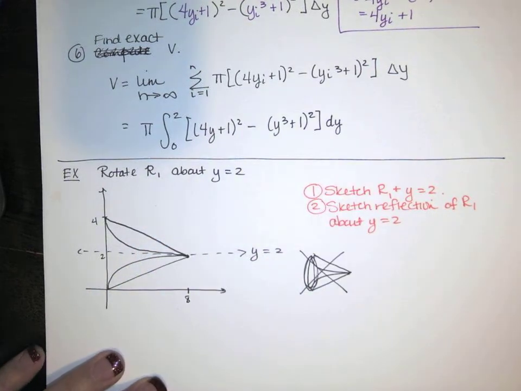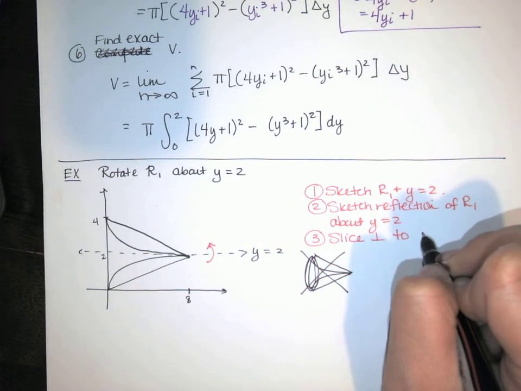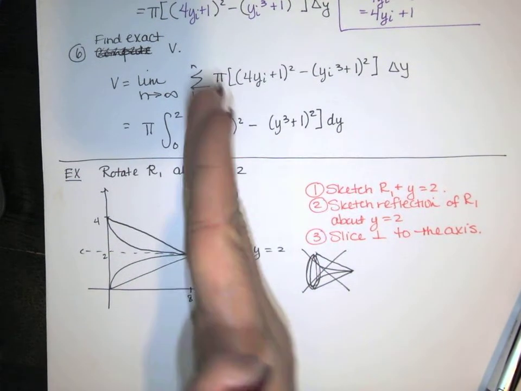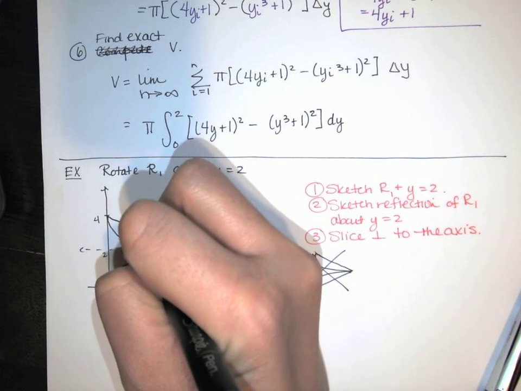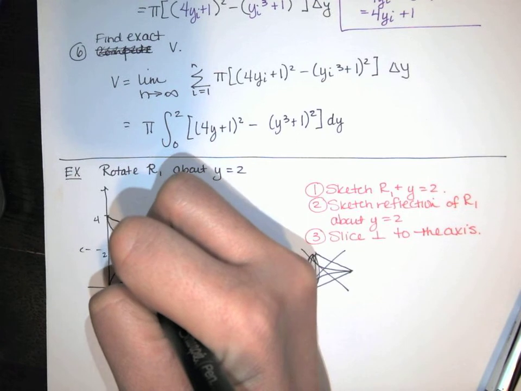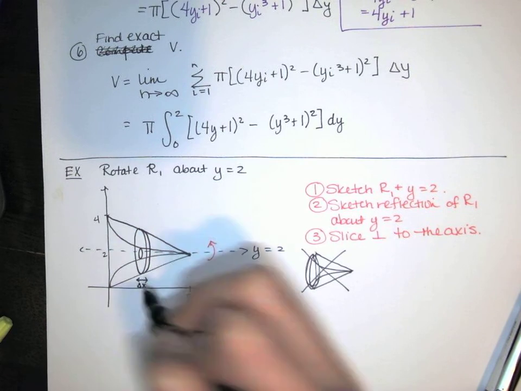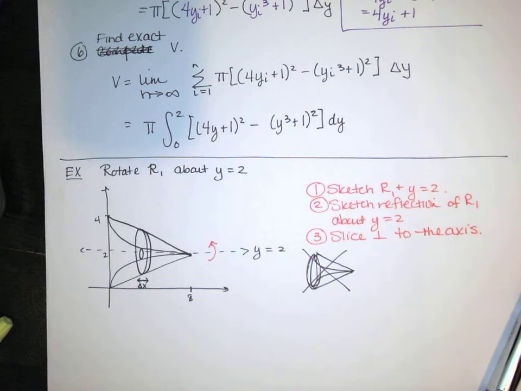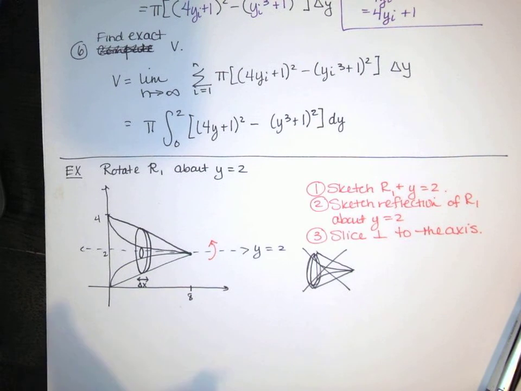And we revolved it around this axis. And now we want to slice perpendicular to the axis. This time when we slice, we're slicing it like this, perpendicular to y equals 2. I've got washers again. Notice this time my washer has a thickness of delta x because we sliced perpendicular to the x-axis, because y equals 2 is horizontal and the x-axis is horizontal. The y equals 2 and the x-axis are parallel to each other.